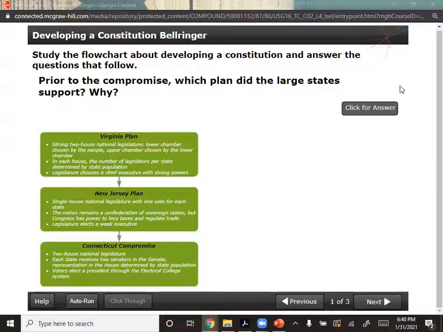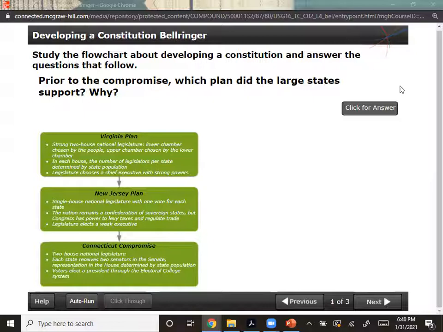So the first thing we're going to do is study the flow chart about developing a constitution, and we're going to answer the questions. So the first is the Virginia Plan. Remember we talked about the House of Burgesses, and I told you that we were going to talk about that again when we were talking about the Constitution. So the Virginia Plan was all about the House of Burgesses.